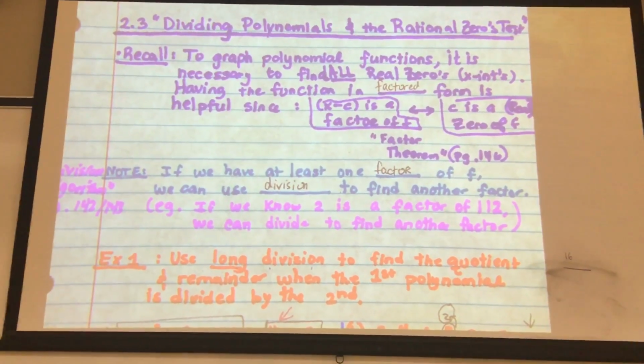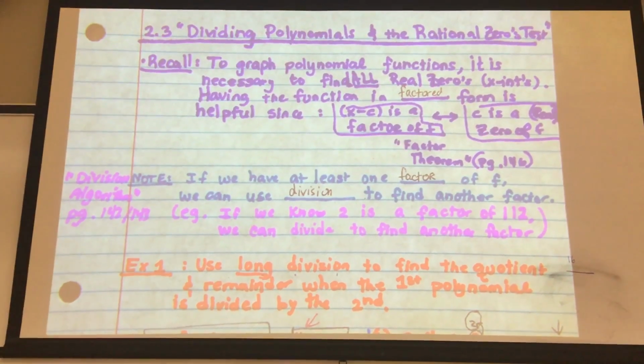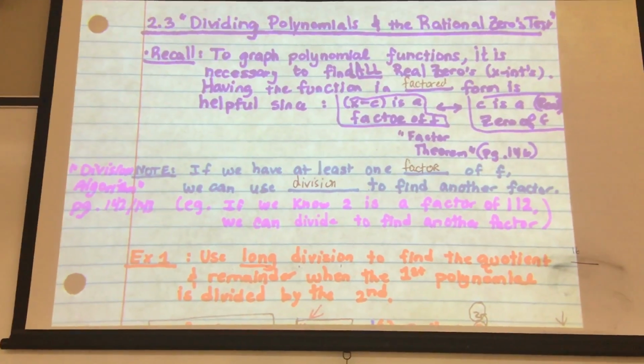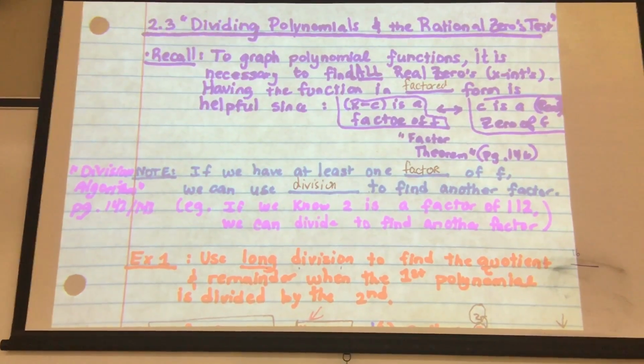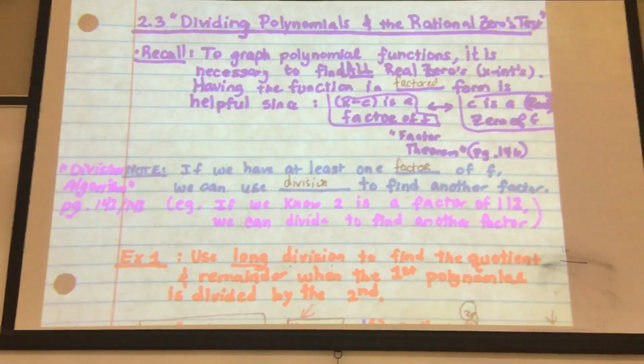Here's the new thing that we haven't mentioned before in a math class I don't think you've seen. It's called the division algorithm. The division algorithm says if you know at least one factor of a polynomial, then you could use division to find another one. That kind of makes sense.